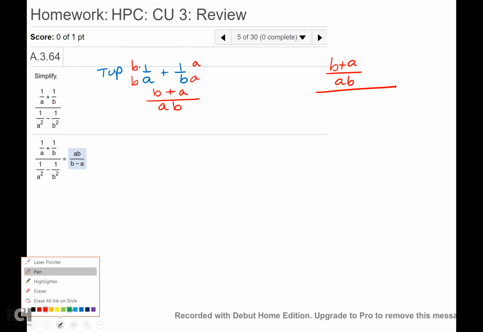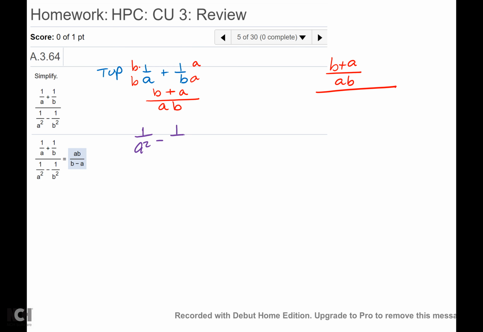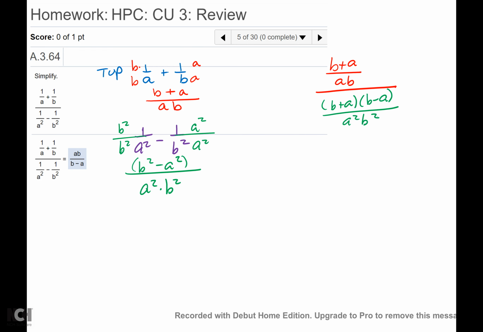Bottom: I have 1 over a squared minus 1 over b squared. So I need a common denominator, which is going to be a squared times b squared. This one has the a squared, it's missing the b squared. This one has the b squared, it's missing the a squared. So my new top becomes b squared minus a squared. So there's my bottom, but I can factor this. That's going to be b plus a times b minus a, difference of squares, over a squared b squared.